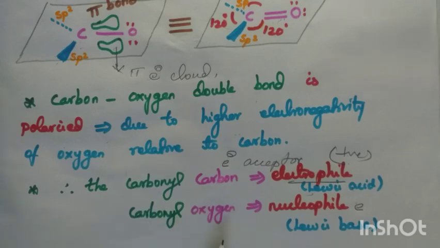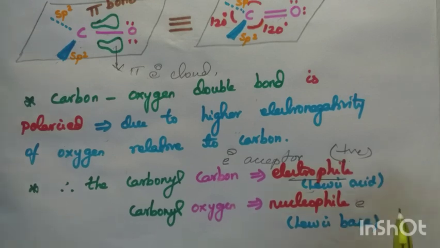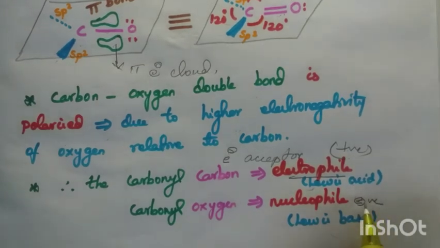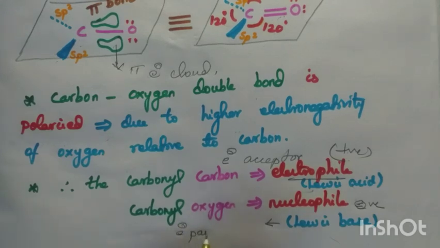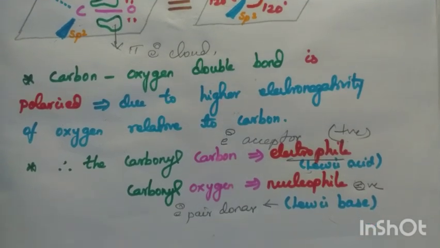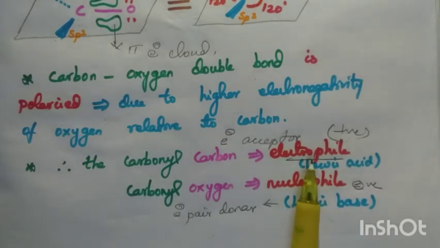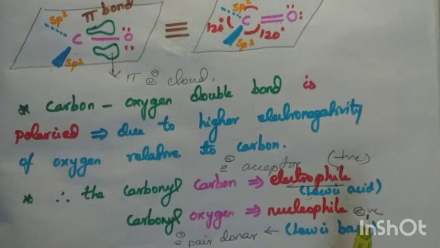Now what about the carbonyl oxygen? It is highly electronegative. That means it is a nucleophile, which carries the negative sign. Lewis base means electron pair donor. Acceptor means Lewis acid; donor means Lewis base. So in the carbonyl group, the carbonyl carbon acts as an electrophile, with a tendency to accept the electron, and the oxygen acts as a nucleophile, with a tendency to donate the electron.